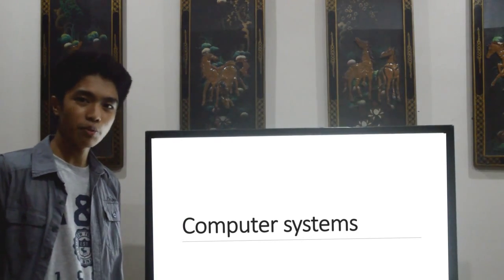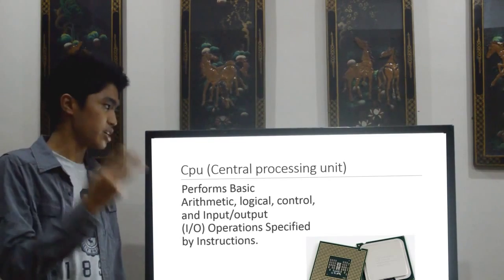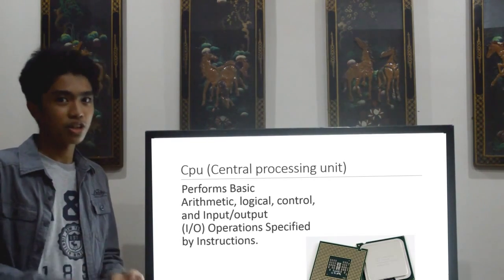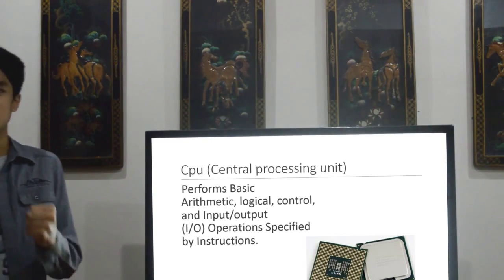Good day, everybody. Today we're going to discuss computer systems. We're going to discuss three things: the central processing unit, the processor, and how data is processed in the CPU. Okay, first up is the CPU.